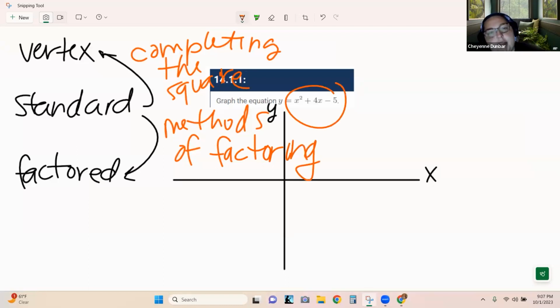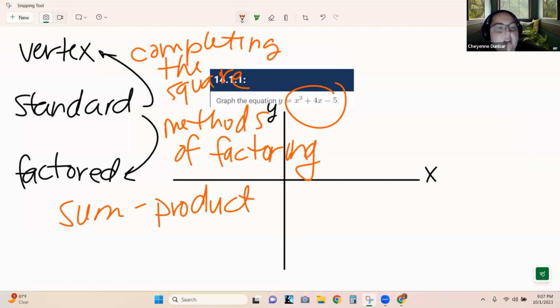The one that would be appropriate in this case would be called the sum product method. The sum product method is only appropriate in factoring when there's no number in front of the x squared. So a is equal to 1. Remember, there's an a, b, and c there. A is equal to 1, b is equal to 4, c is equal to -5 in this quadratic.